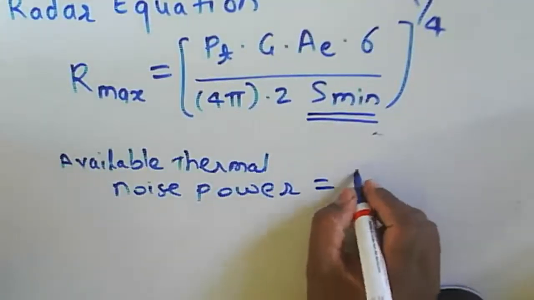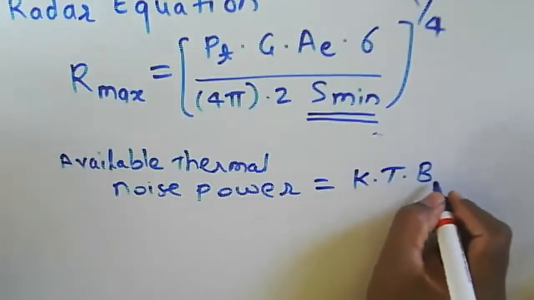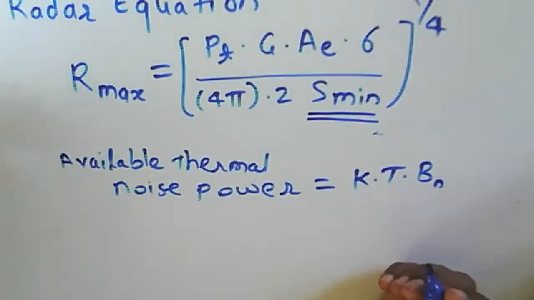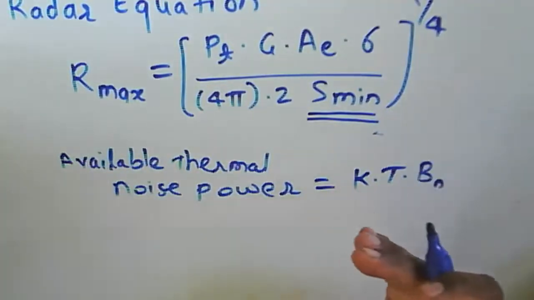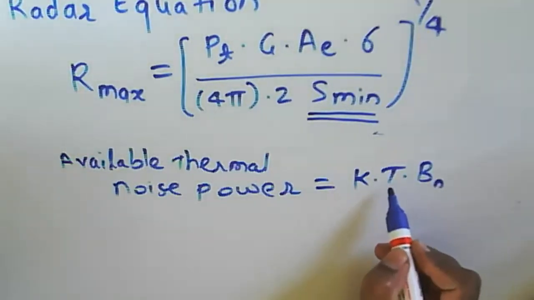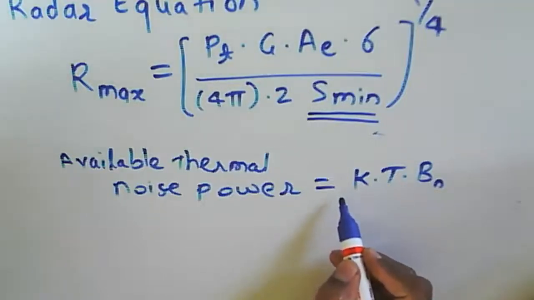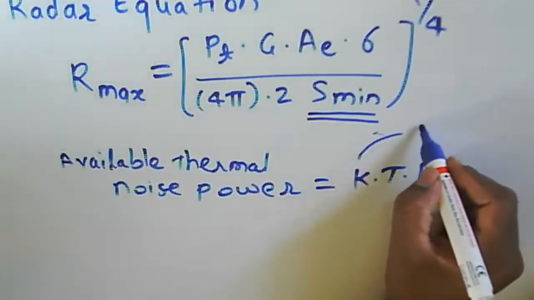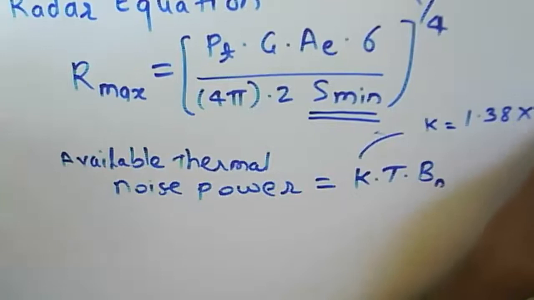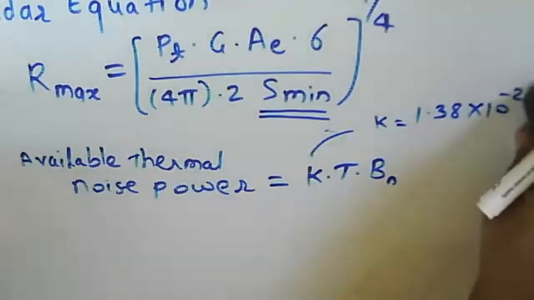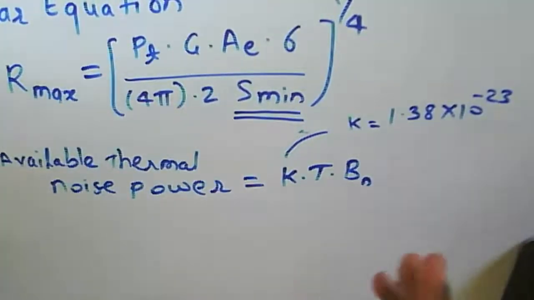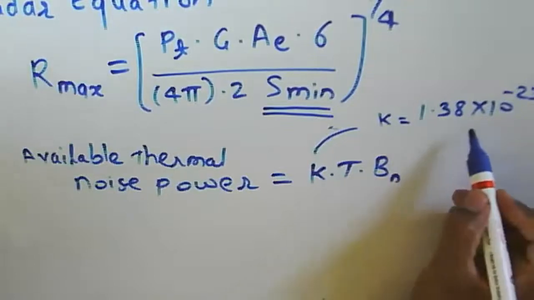Generally, we say that it is nothing but kTBn, where Bn is the noise bandwidth, the bandwidth generated at the receiver, T is the temperature, and k is the Boltzmann constant. That Boltzmann constant k is equal to 1.38 × 10^-23 joule per degree. You just remember that k value.